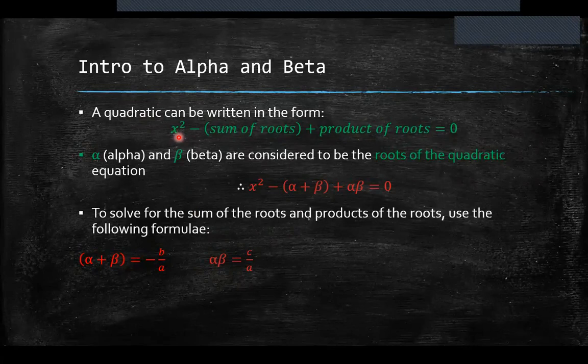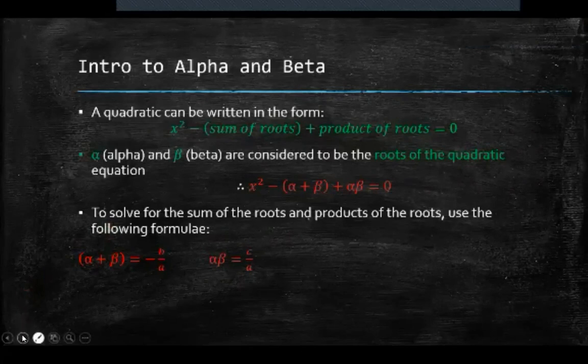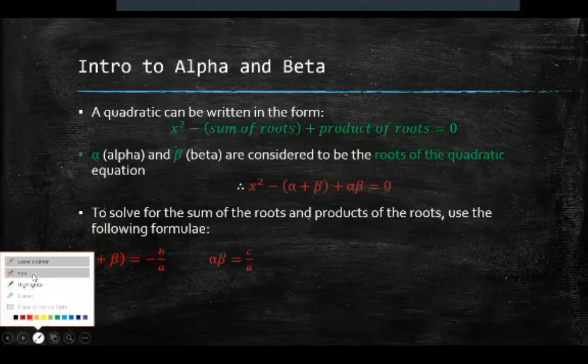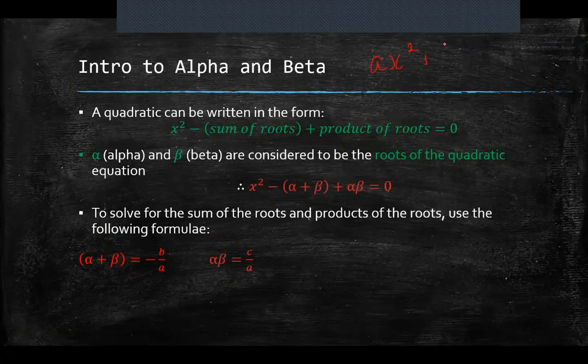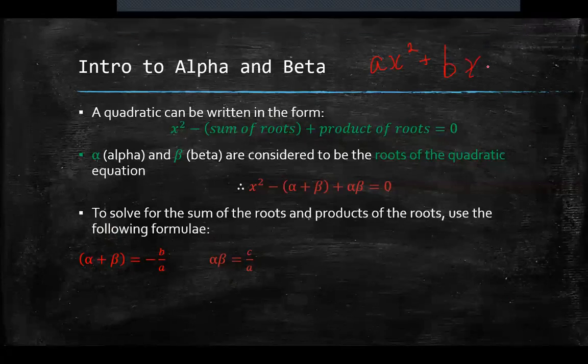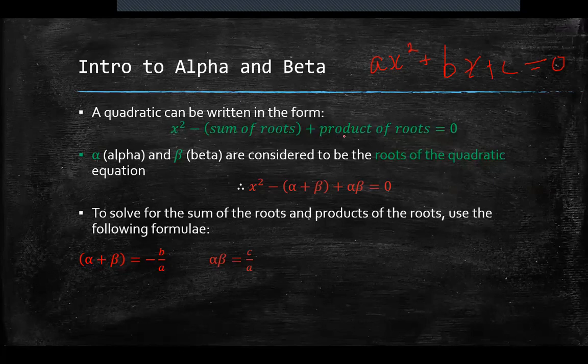So a quadratic could be written in the form x squared minus the sum of the roots plus the product of the roots equals 0. For new people, the standard form of a quadratic looks like ax squared plus bx plus c is equal to 0. That's in the other PowerPoint, just look at it. In this case, they want you to assume that alpha and beta are the roots of the quadratic equation.